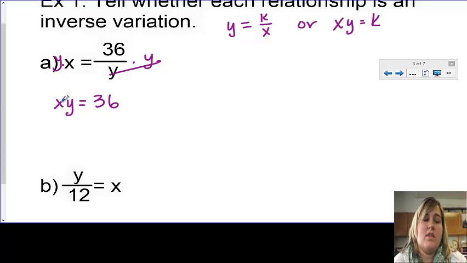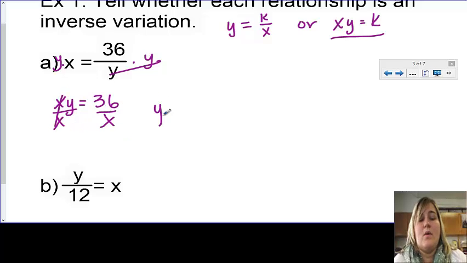Well, this is the same as the form xy equals k, so that tells me immediately that it is inverse variation. If I wanted to take it further to get y completely by itself, I would divide by x on both sides, and that would get me that y is equal to 36 over x. It is inverse variation.